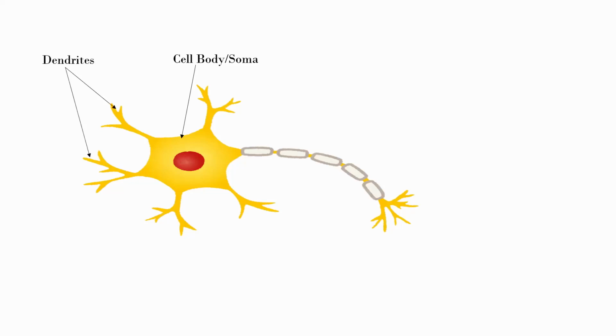Now let's take a closer look at the different parts of a neuron. This is the cell body. It is the main part of the neuron. It has a nucleus that contains the genetic information of the neuron. These branch-like extensions are known as dendrites. They receive signals from other neurons and transmit these signals towards the cell body.